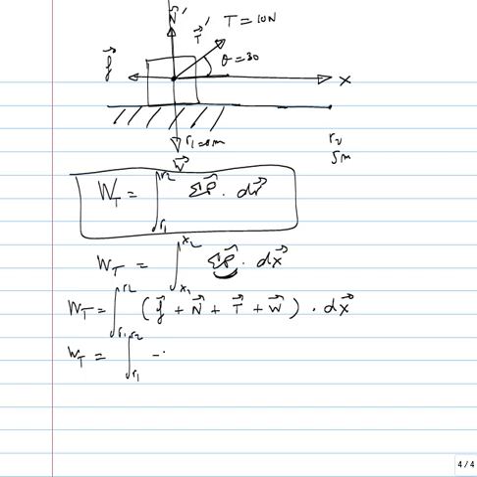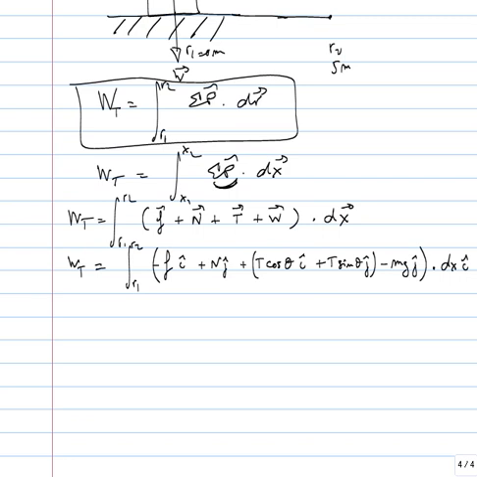F will be minus f i, because f is going towards the left. N is n j. T is going to have two components: T cosine theta in the i direction, and T sine theta in the j direction. And then we're going to have W, which is minus mg j. This is the sum of all the forces in component addition, to which we will dot it with, I'm going to rewrite the dx vector as dx times i. So now it's easy to take the dot product.